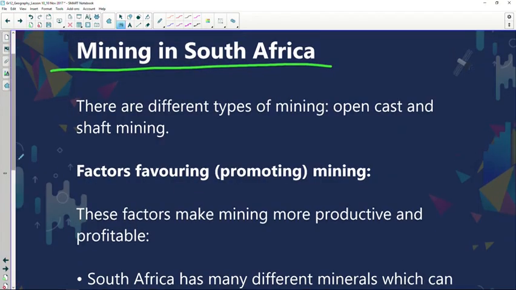Now there's different types of mining taking place in South Africa. We've got open cast mining and we've got shaft mining. Shaft mining is basically your gold mines. We're actually going down the shaft. Western Deep Levels in South Africa is your deepest mine, I believe in the world, almost 7 kilometers deep. Your open cast mining is like coal mining and platinum mining.